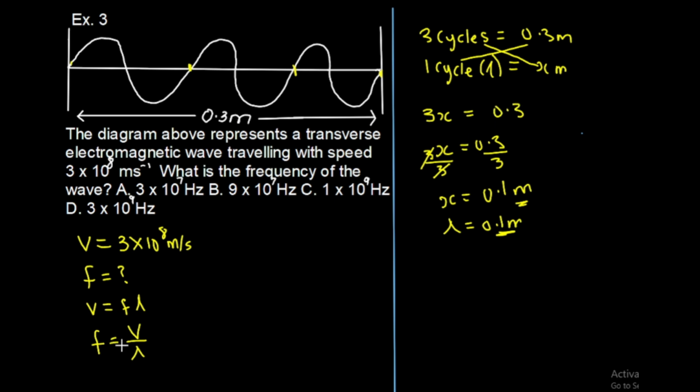So now we can come back to our formula, which says frequency equals wave speed over wavelength. And then we substitute. We have F equals wave speed, which is 3 times 10 to power 8 divided by wavelength, which is 0.1, and that's going to give us 3 times 10 to the power 9 hertz, which is option D.